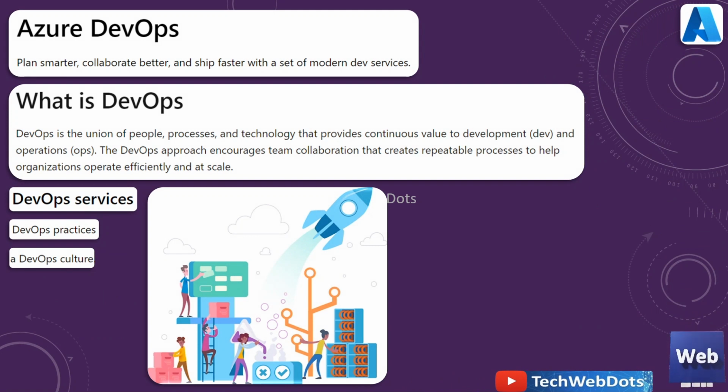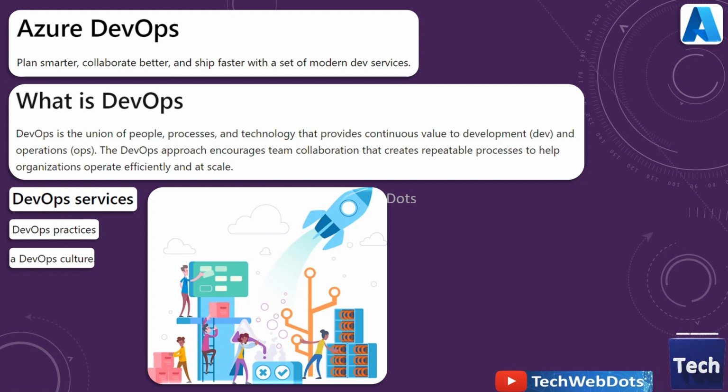According to Microsoft, if we use DevOps, we can plan smarter, collaborate better, and ship faster with a set of modern dev services. Okay, so there is a very important term, which is modern dev services. It means when we are talking about DevOps, either it is Azure or any other cloud, we are talking about modern dev services which really help us in planning, collaboration, and shipping the product.